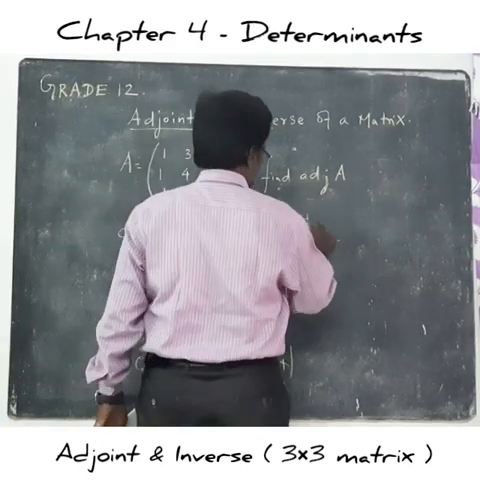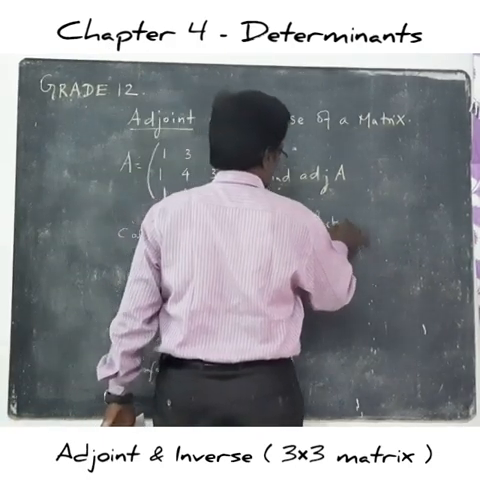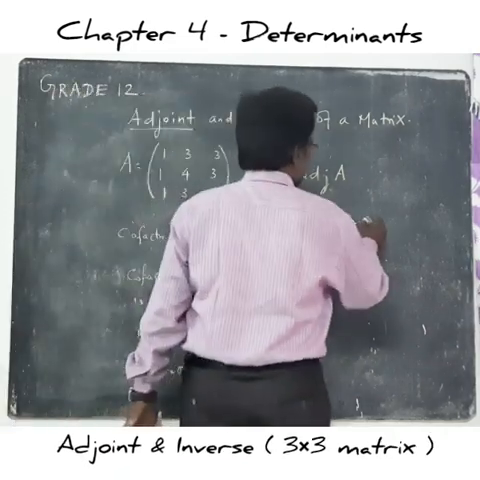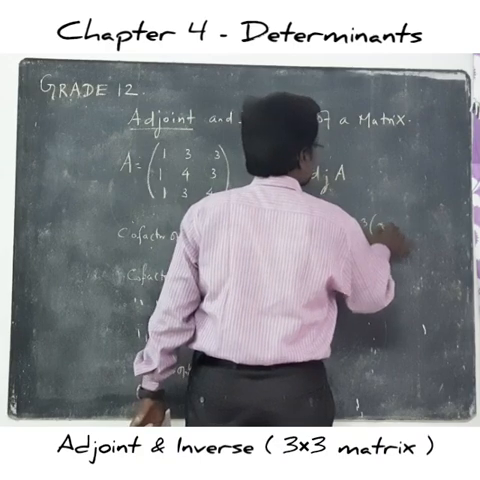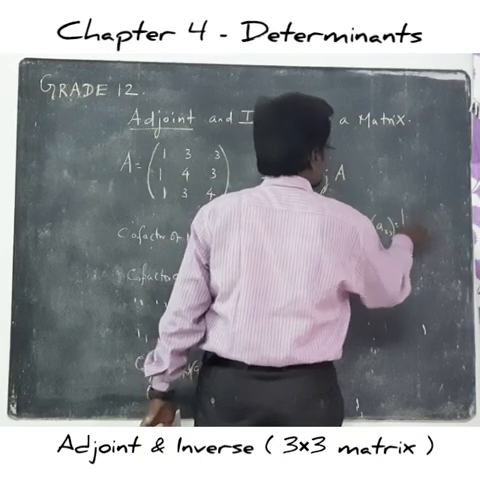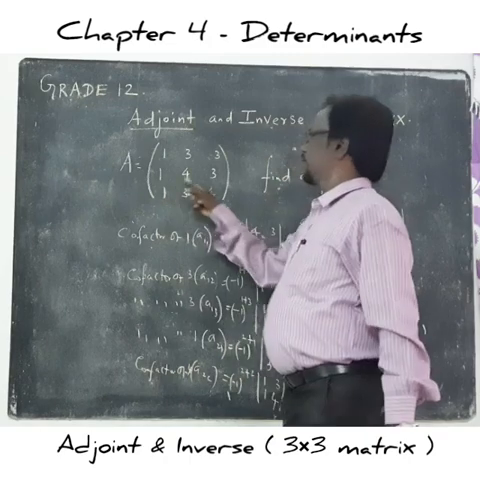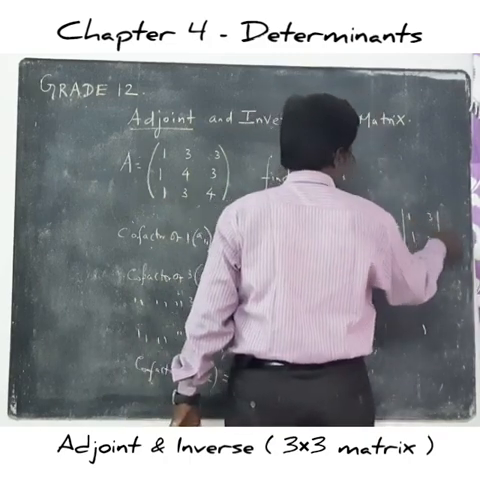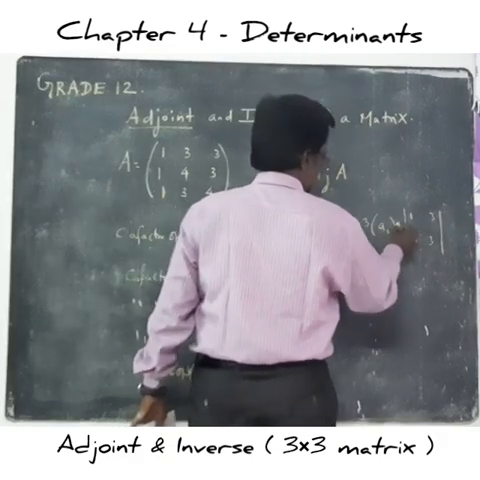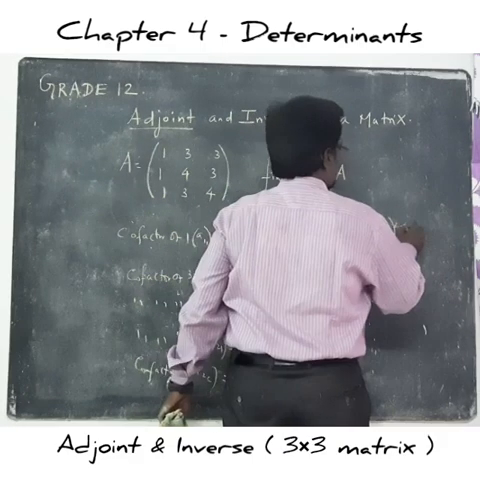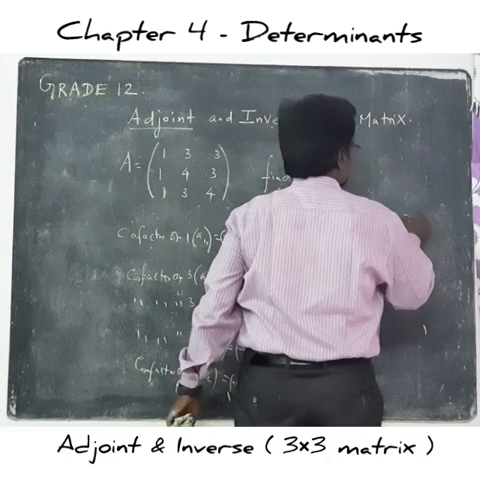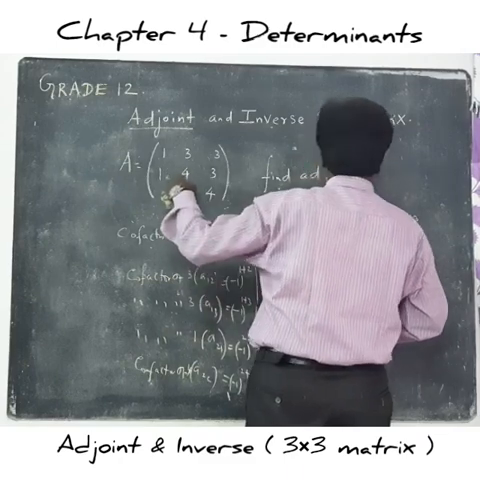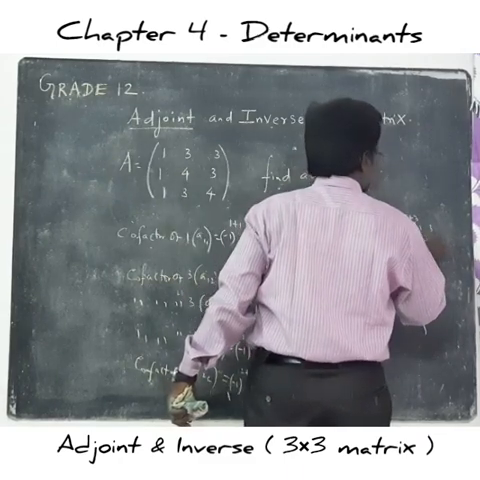Similarly, the cofactor of A23, that is second row, third element, that 3. So you have to delete this row, this column. But you have to put the sign also. So minus 1 power 2 plus 3 into 1 3, 1 3.